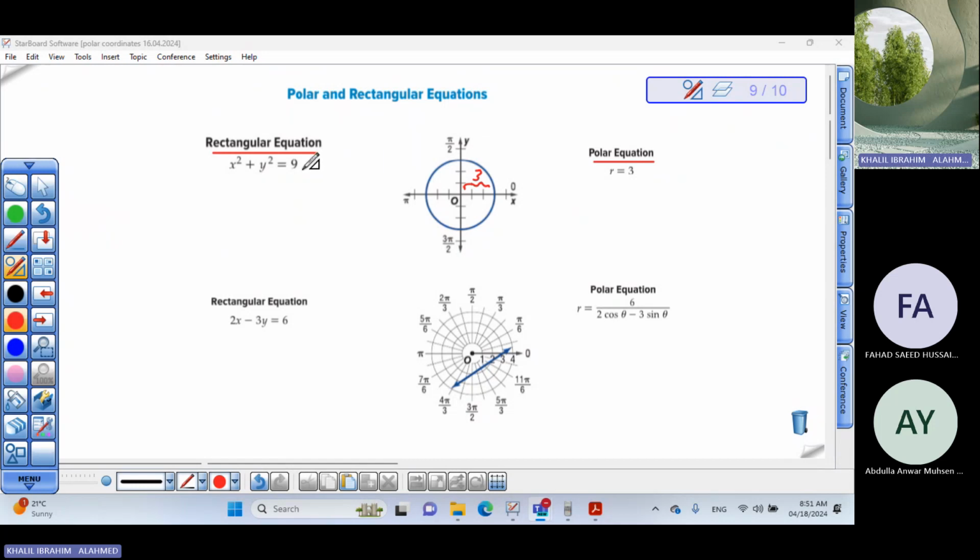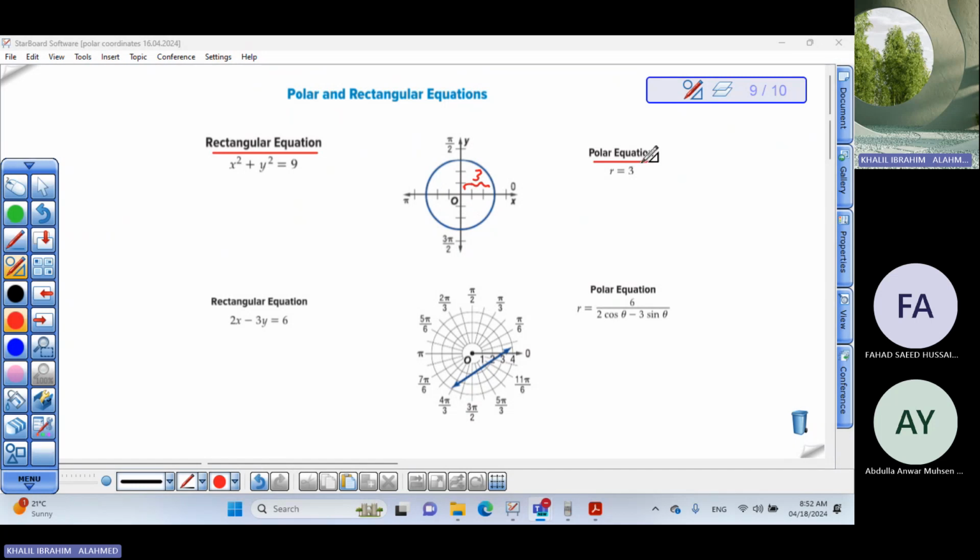Okay, again. As you see here, polar and rectangular equations, this is the lesson today. What's the difference between polar and rectangular equations? In a rectangular equation, the components are the rectangular coordinates x and y, as you see here, x squared plus y squared equals 9. This equation represents a circle. What is the radius of the circle here? 3. Okay. What is the center of the circle? The origin, point 0, 0.